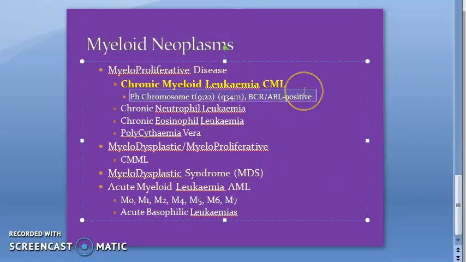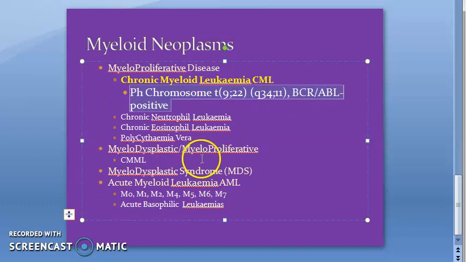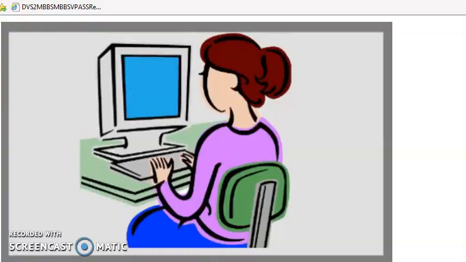Main things are like it is caused because of translocation of chromosome 9 and 22. It is called as t(9;22)(q34;q11). BCR-ABL positive. Philadelphia chromosome will be there. This much if you know, more than enough for now. Okay. So people, let us look at the Philadelphia chromosome now. Okay. So just pay attention here.